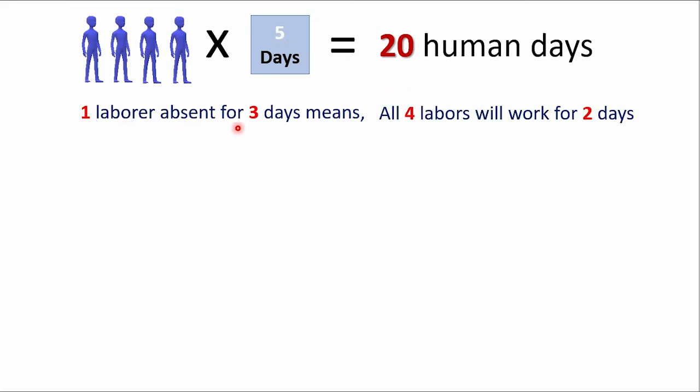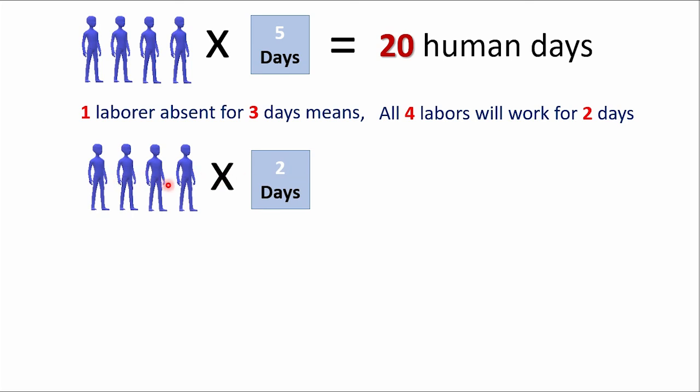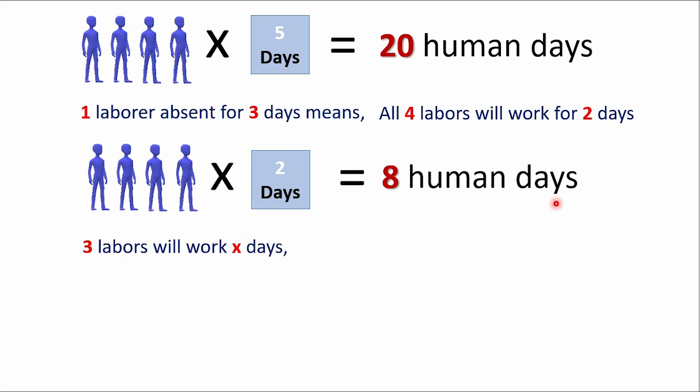Now one laborer is absent for 3 days. That means all 4 laborers have worked 2 days. Out of 5 days, 3 days one is absent, meaning for 2 days everyone is there. Therefore 4 people have worked 2 days. That means already they have completed 8 human days of work. We have to understand that first. This is the total work we have to do. Now already they have completed this much of work.